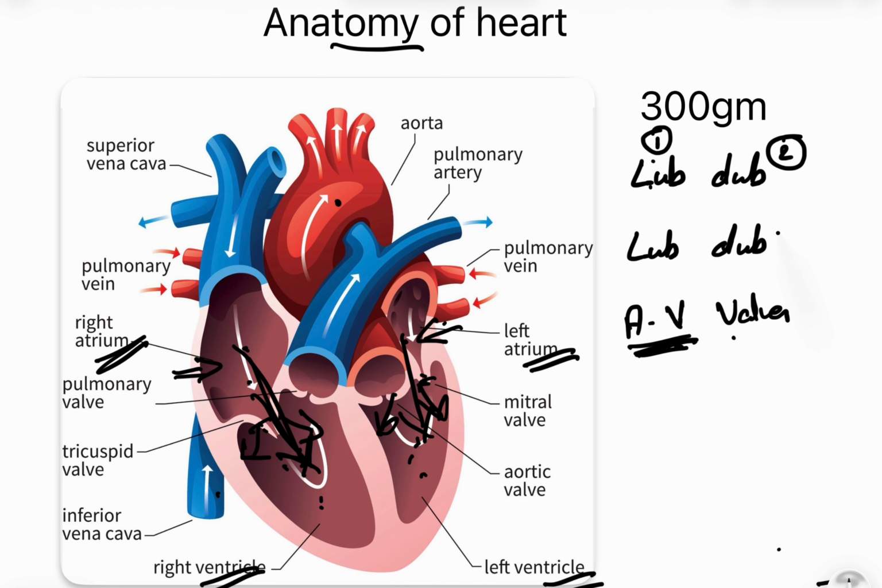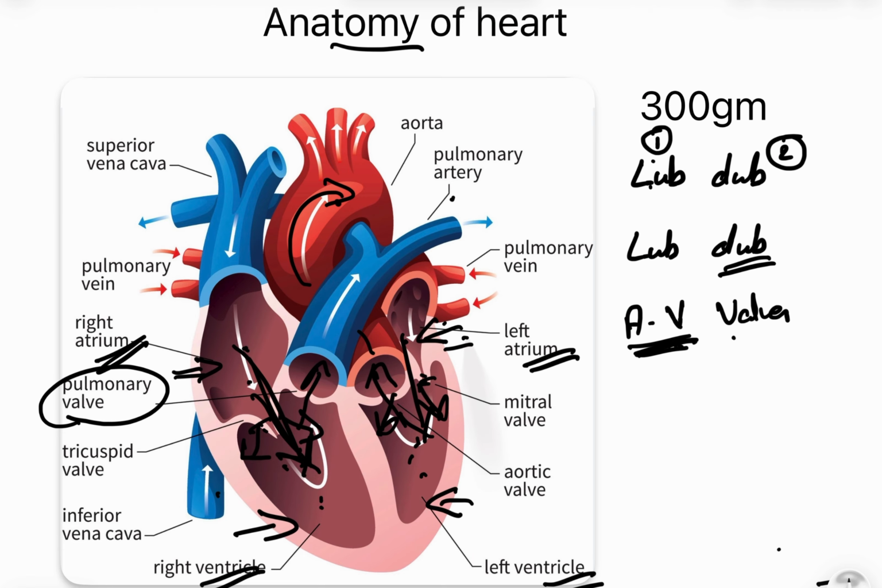Now comes the second heart sound, or dub. During the dub heart sound, which valves are opening? There are also two valves opening. The first is the pulmonary valve, letting the blood go through the pulmonary artery, and the aortic valve, letting the blood go to the aorta. So the dub sound means contraction of the ventricles and relaxation of the atria. When they contract, the tricuspid and mitral valves close. Sorry, this is all messed up, so I'm just going to erase it.